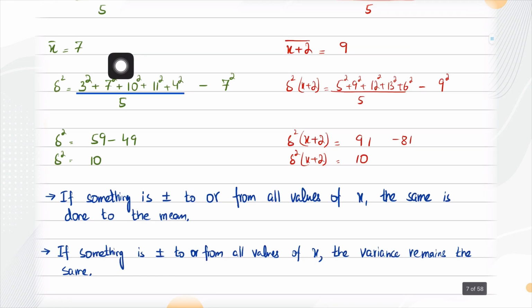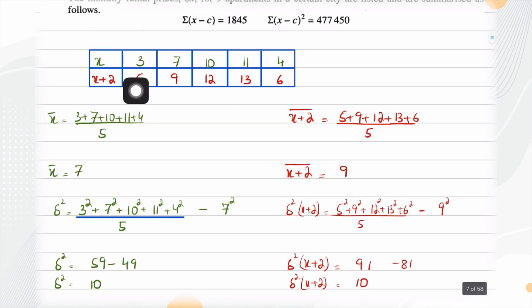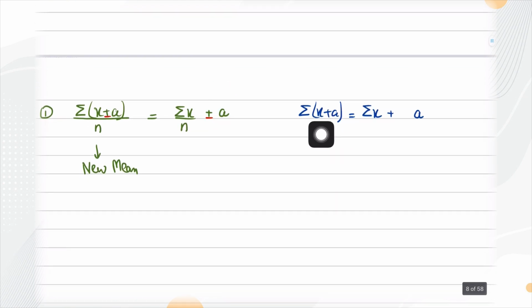For example, if we have 5 values and we're adding 2, then if you find summation x plus 2 and summation x, you'll notice that the difference will be 10. The reason is that 2 has been added 5 times, which means a total of 10 has been added. So if a is being added n times, a total of n times a would be added.